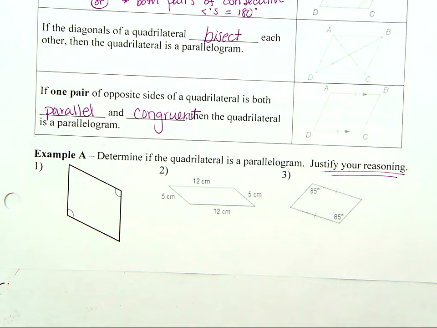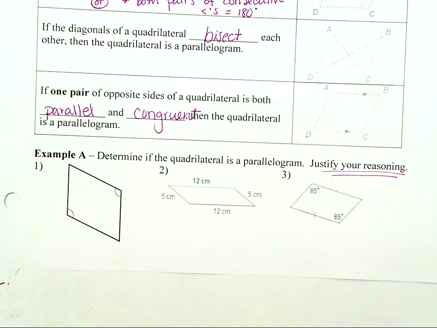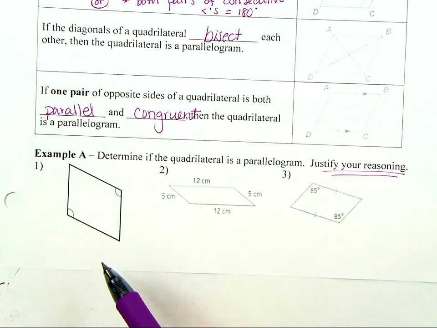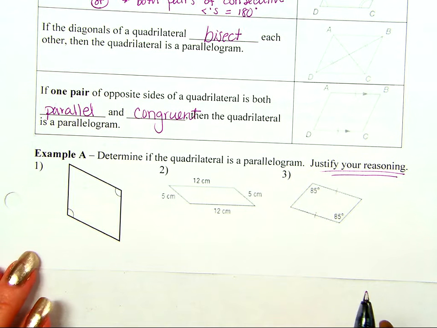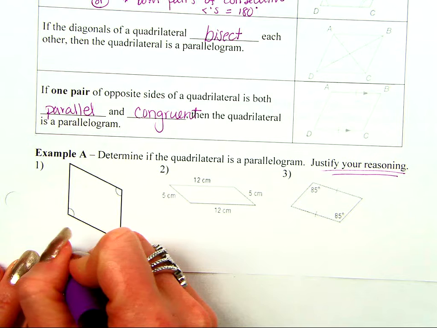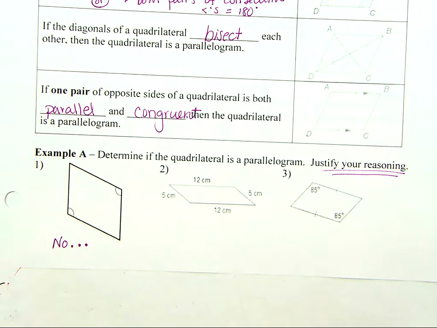Figure number 1. Well, in figure number 1, I can see I do have a pair of opposite angles that are congruent. But that does not tell me anything about the other pair of angles. It doesn't tell me anything about the side lengths. And so really, that's the only thing that I know. I'm going to have to say no at this point. I cannot say that it is a parallelogram. I only have one pair of congruent angles, and I need 2.